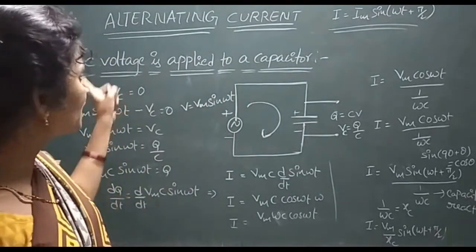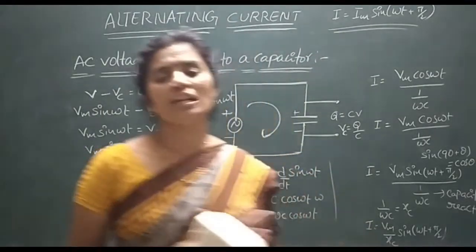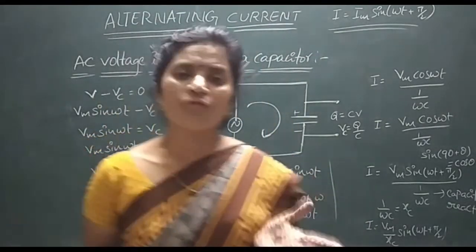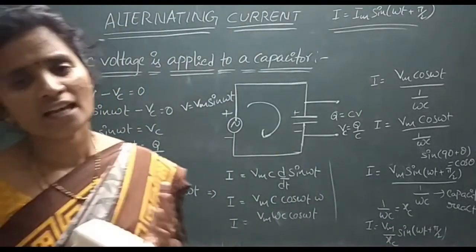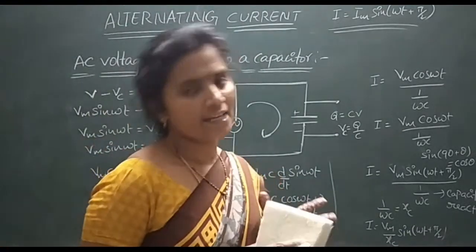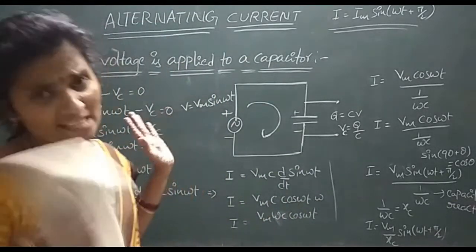Whenever an AC voltage is applied to a resistor, what will happen? There is no phase change. V is equal to Vm sin omega t and I is equal to Im sin omega t. So there is no phase change; the phase change is 0.